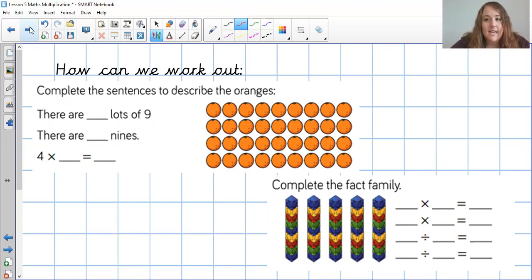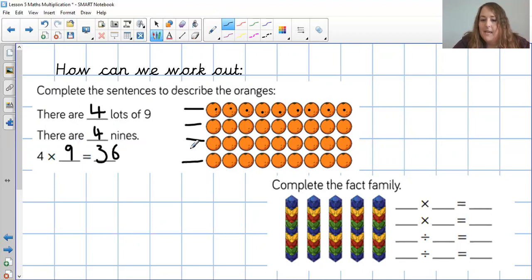Now, if we use our detective skills, we can actually work out that they've given us the answer there, but we can in fact count the rows. 1 row, 2, 3, so there are 4 rows here, and let's just check. 1, 2, 3, 4, 5, 6, 7, 8, 9. There are 9 in each. There are 4 lots of 9, there are 4 9s. 4 times 9 equals what? So if we counted up all the oranges or did our multiplication, 4 times 9 is 36.